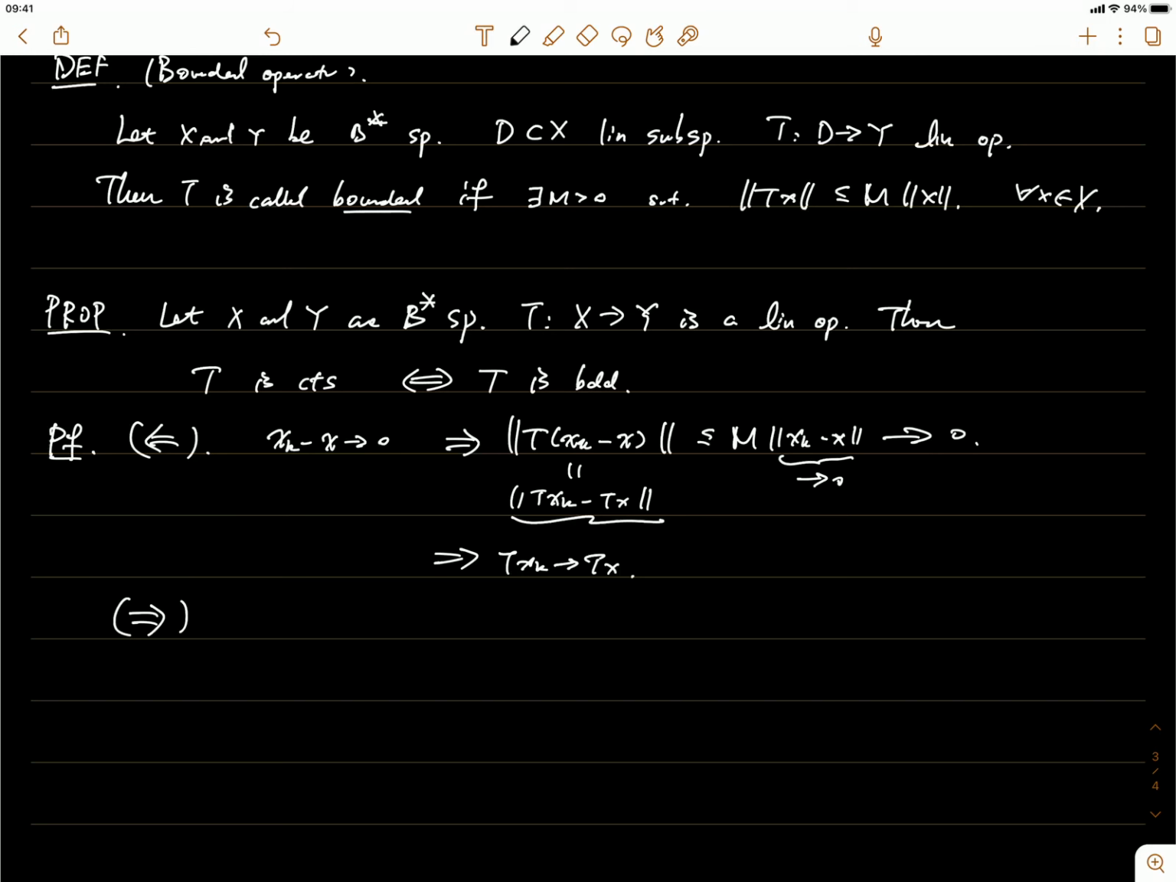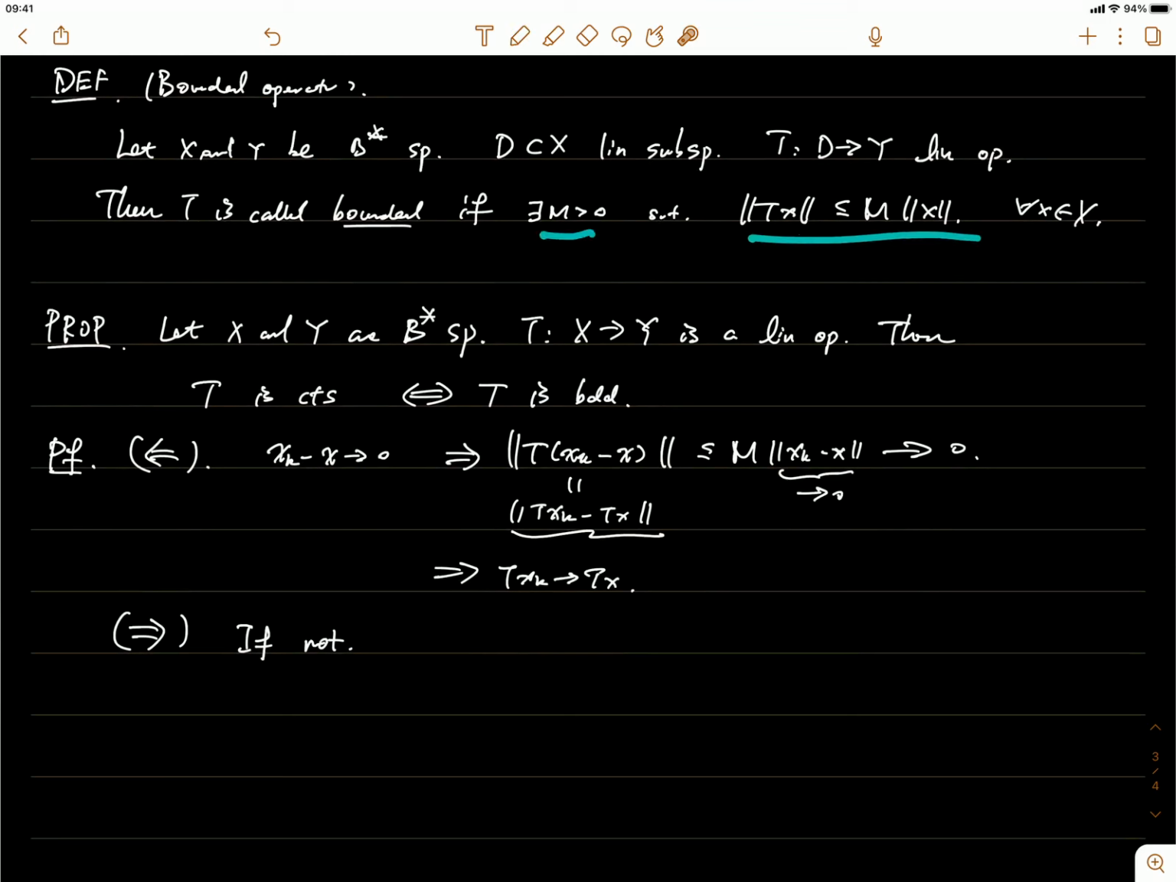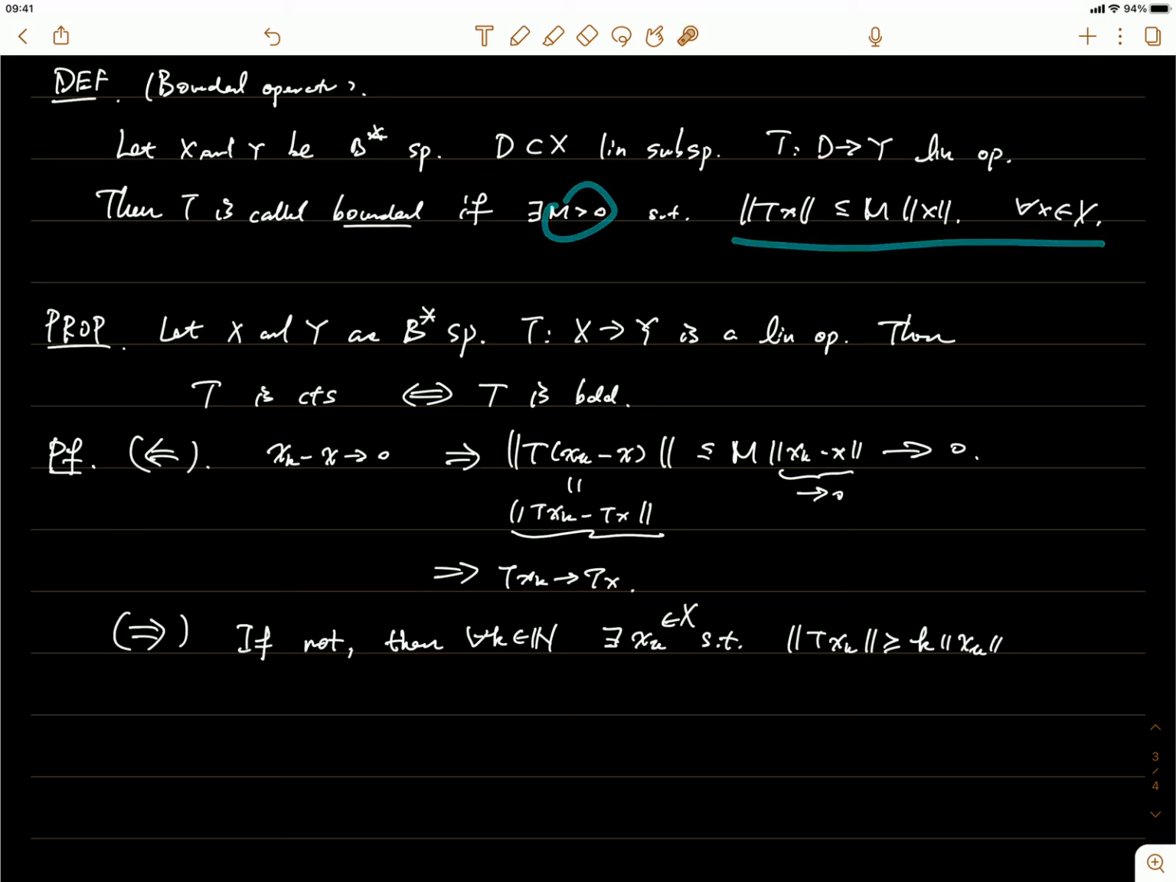The other direction: suppose T is continuous, we want to show that T is bounded. Well, if not, that means we cannot find such an M so that this is always less than or equal to M times the norm of x. So for any k as an integer, there exists some xk such that the norm of Txk is bigger than or equal to k times the norm of xk.